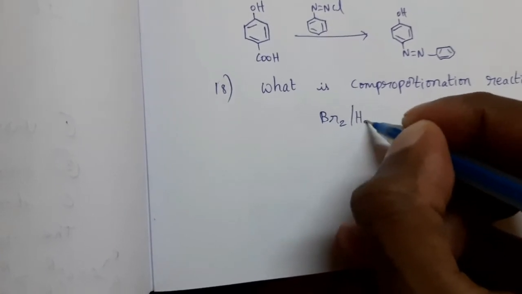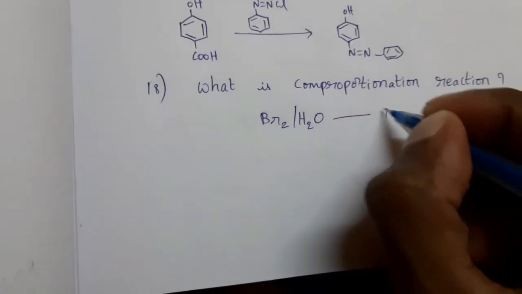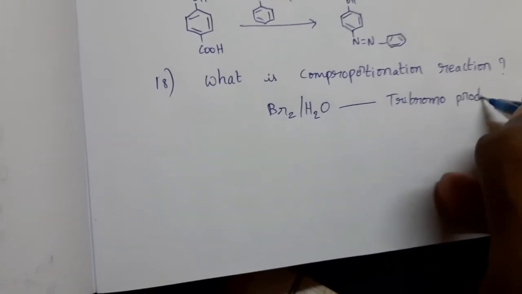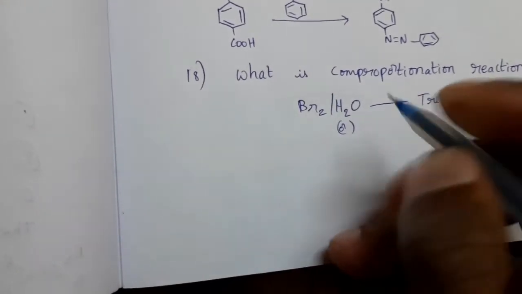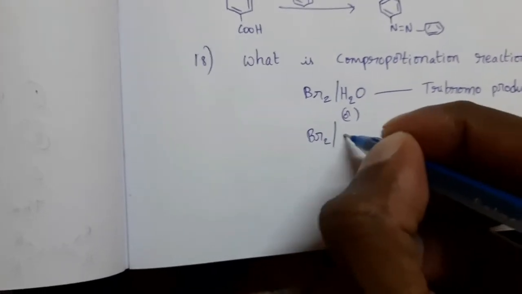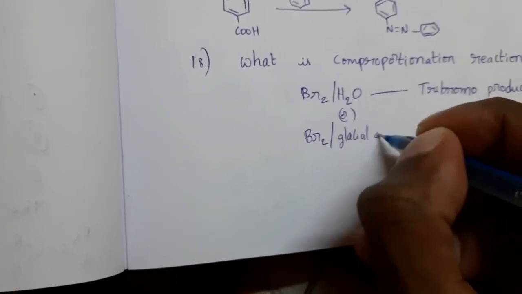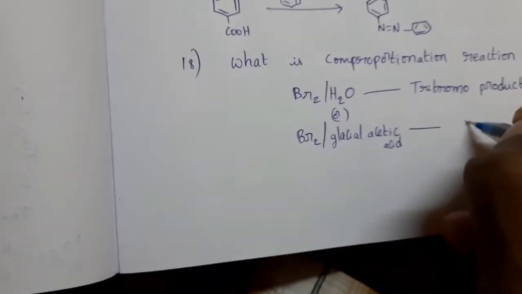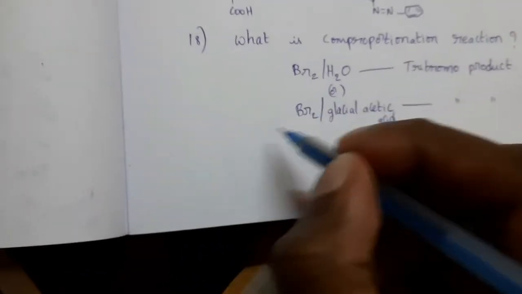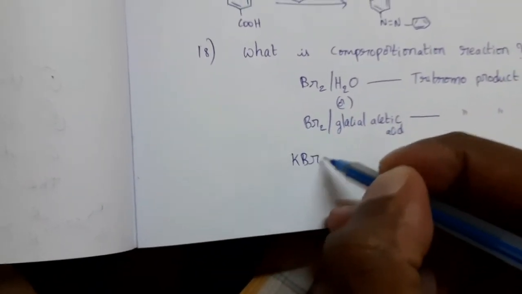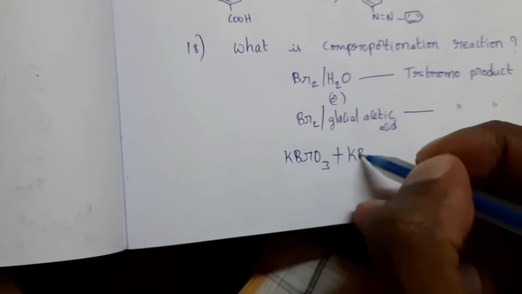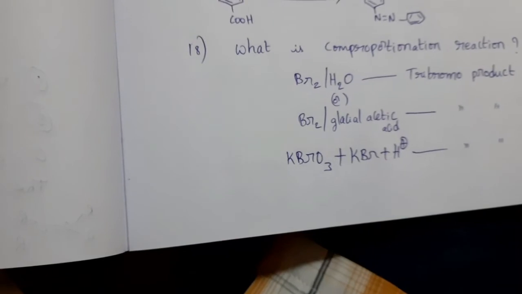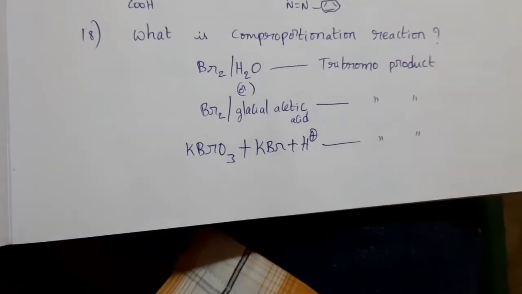Bromine water gives tribromo product. Bromine water or bromine in glacial acetic acid gives tribromo product. Otherwise, KBrO3 plus KBr plus acid, then also we can get tribromo product.